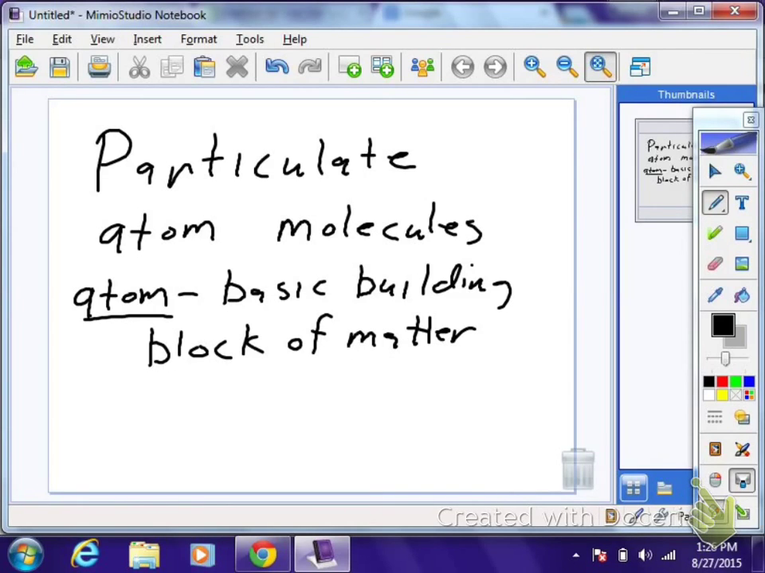Martin, can you write that down, please? Okay, so we got basic building block of all matter. Write down 2 examples. Okay, you go ahead and write down 2 examples.